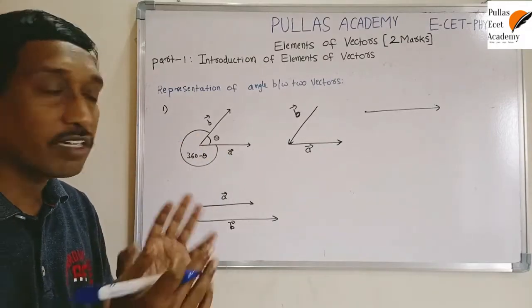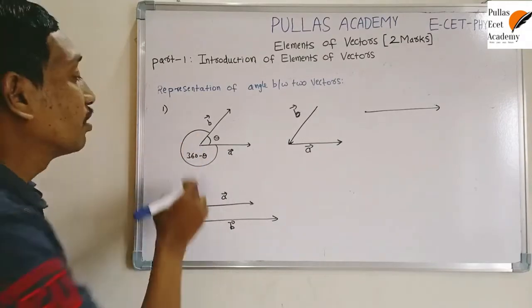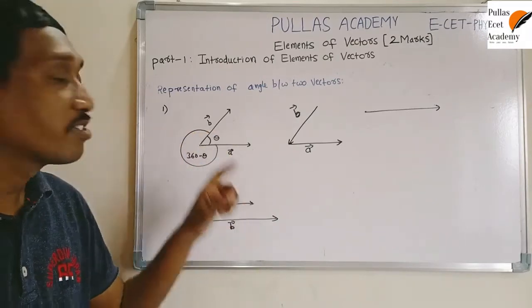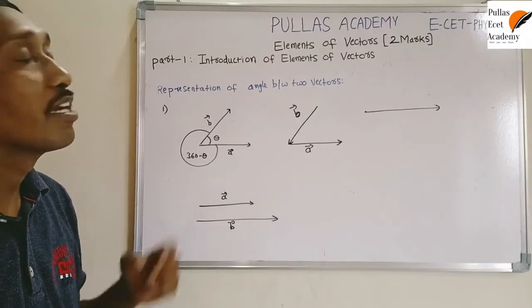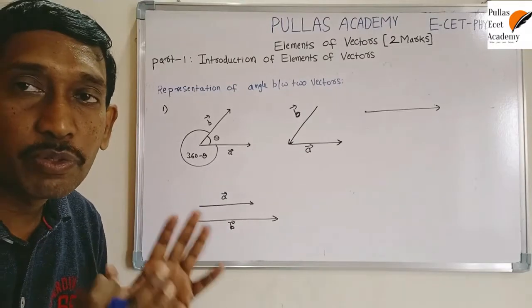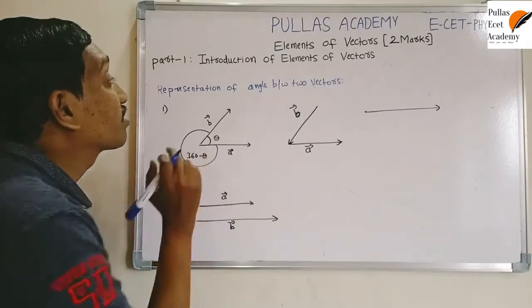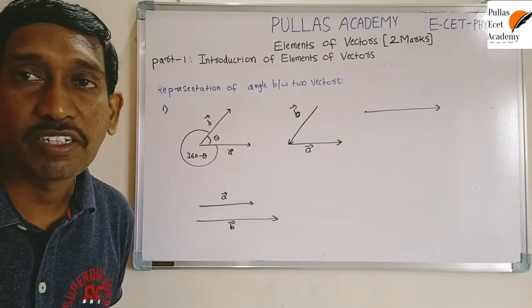Now if the two vectors are placed tail to tail, then whichever is the smaller angle of these two is considered as the representation of the angle between the two vectors. The smaller angle is considered as the angle between two vectors.